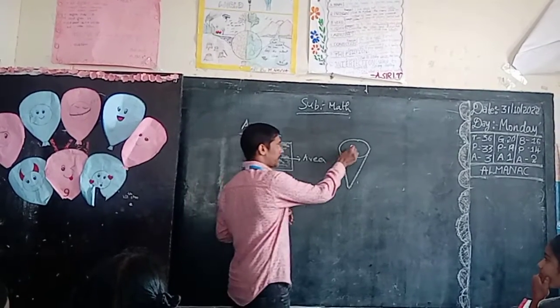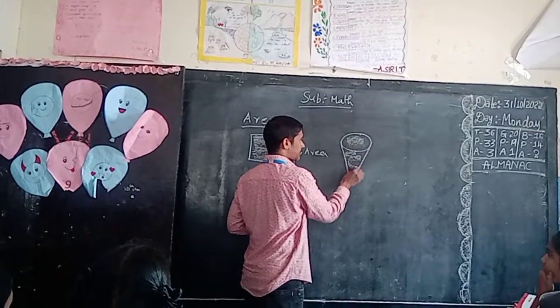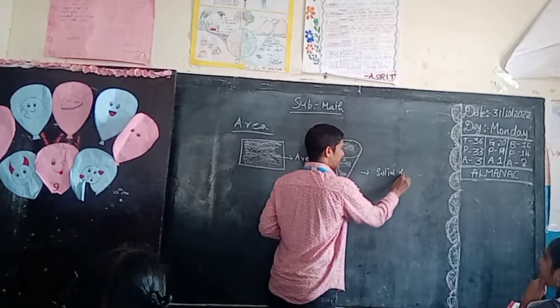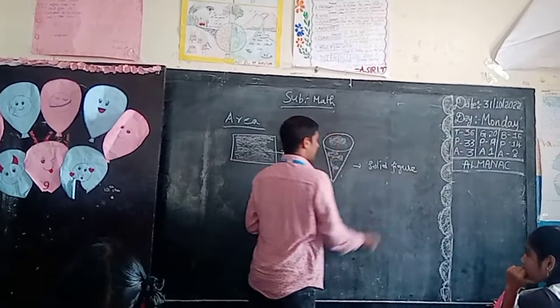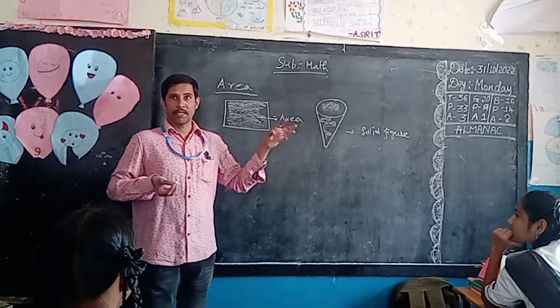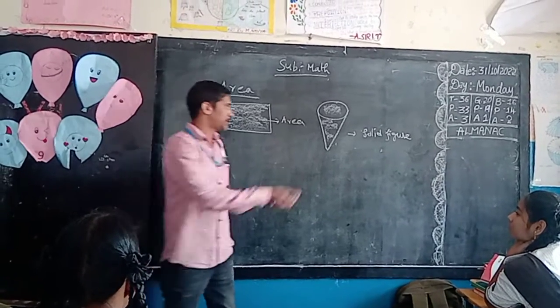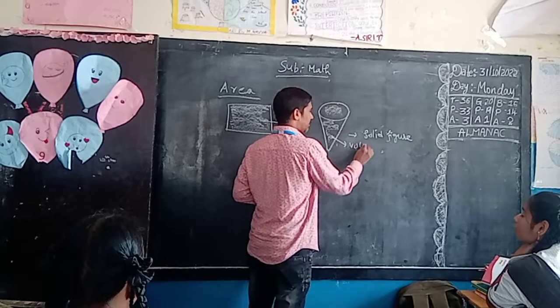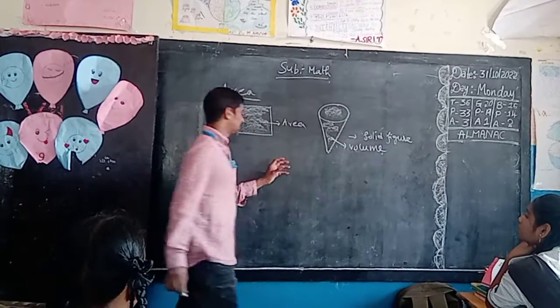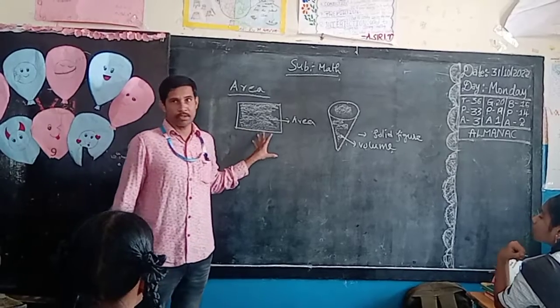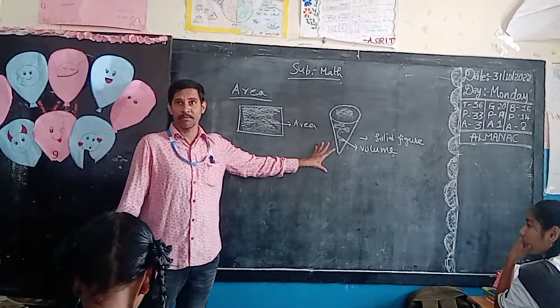So this is what, a 3D figure, a solid figure or a plane figure? Solid figure. Whichever solid figure has some space, that space is called volume. Does a plane figure have volume? No. A plane figure has no volume. A solid figure will have some volume.